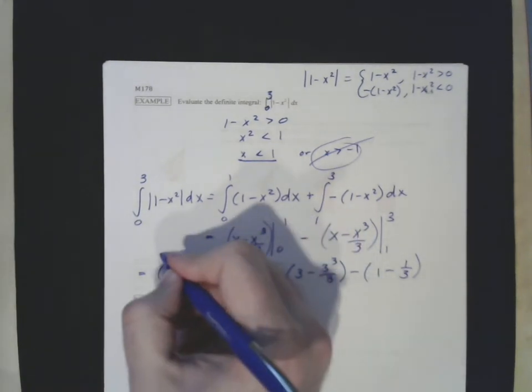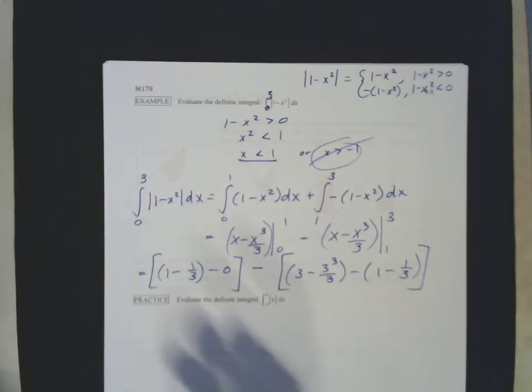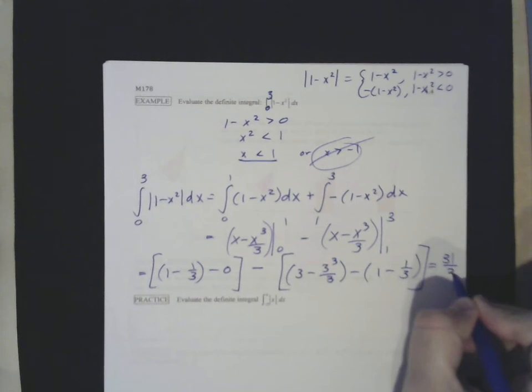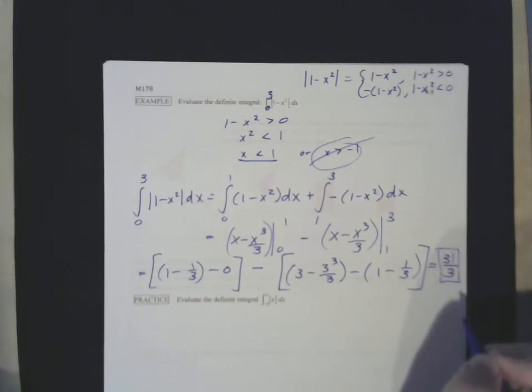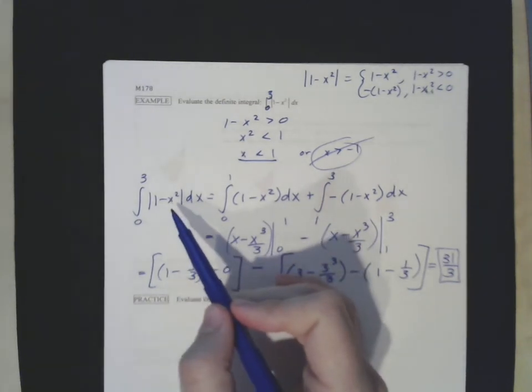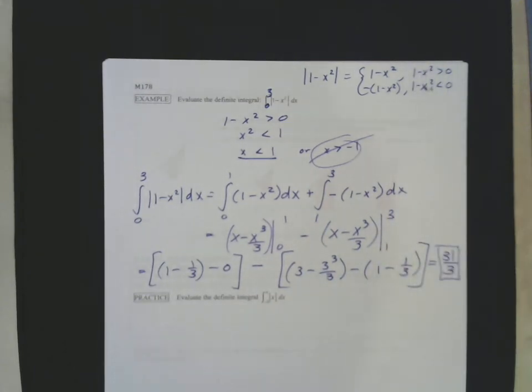So you can put big brackets around these things to break it up to make sure it's clear. And when all of this gets evaluated, this is equal to 31 over 3. That's our area. Now the big takeaway here is how do you separate the absolute value? You have to look at when it's positive and when it's negative. It's not just the x value, it's the entire inside of your absolute value.